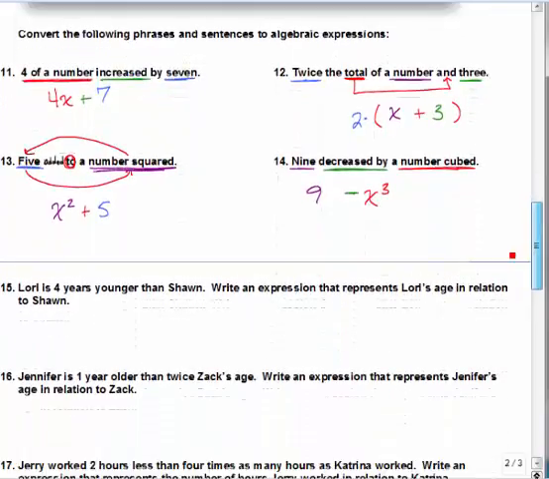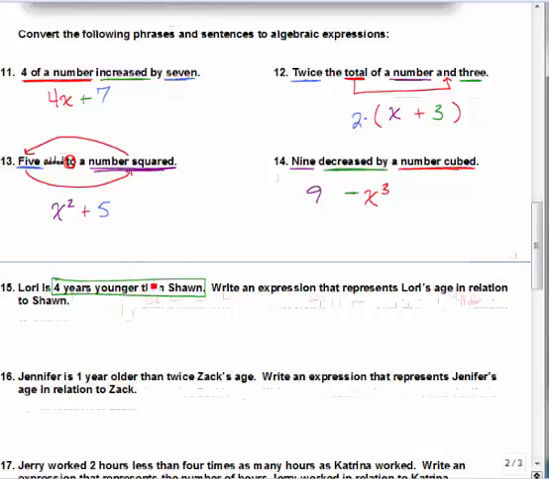Alright, number 15 says, Lori is 4 years younger than Sean. Write an expression that represents Lori's age in relation to Sean. Okay, so this is what I'm trying to basically write. That statement right there. 4 years younger than Sean.